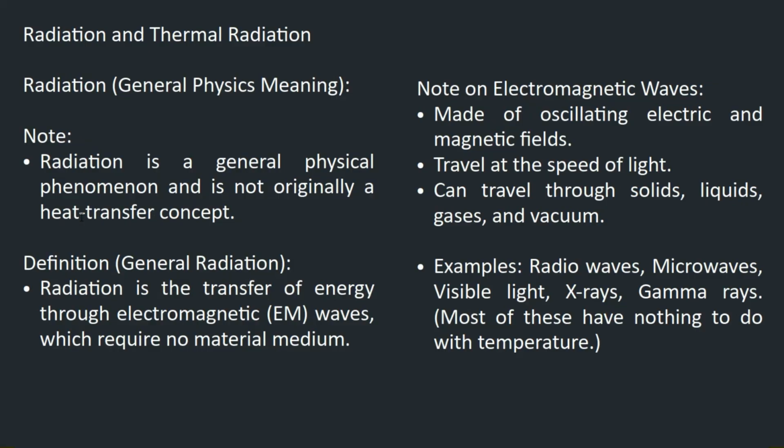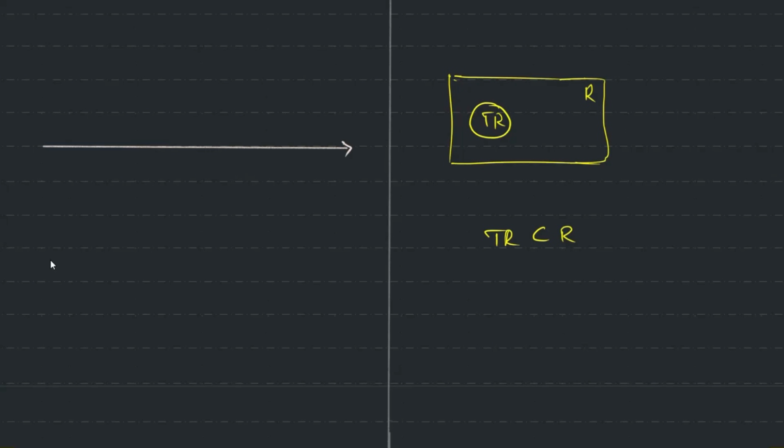Let's understand radiation. The definition of radiation is the transfer of energy through electromagnetic waves, which requires no material medium. There is a note on electromagnetic waves. An electromagnetic wave is made up of oscillating electric and magnetic fields. It travels at the speed of light and can travel through solids, liquids, gases and vacuum. You will be studying electromagnetic waves later, but let me start off here itself.